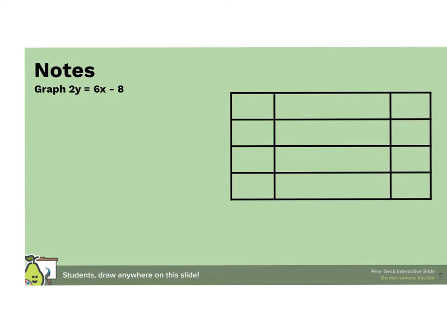Okay, so today we're still graphing with a table, except last time the equation said y equals, but now there's going to be a coefficient. So you see this 2, we're going to have to get rid of it. Okay, so our first step, we're going to have to solve for y. That means get y by itself.